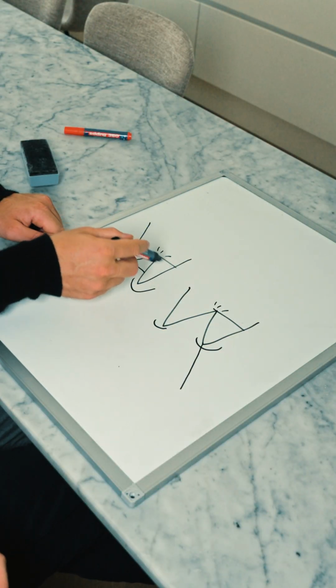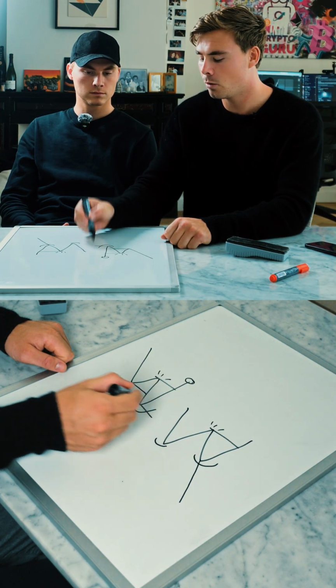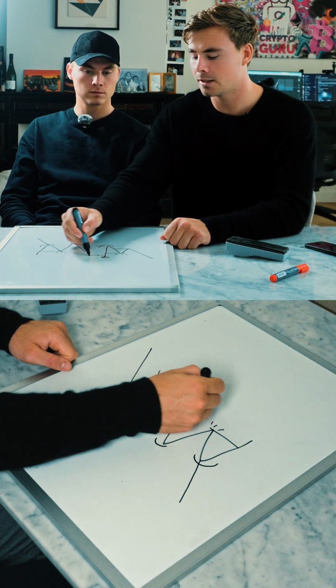Now, this is a valid market structure break. So right now we can be a buyer over here with our invalidation over here and then target higher levels.